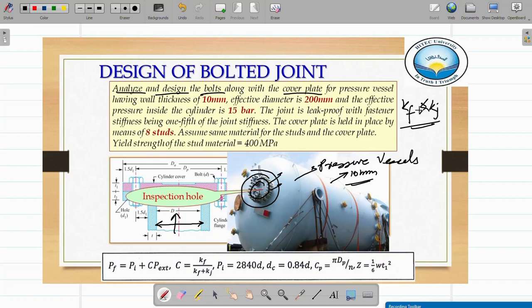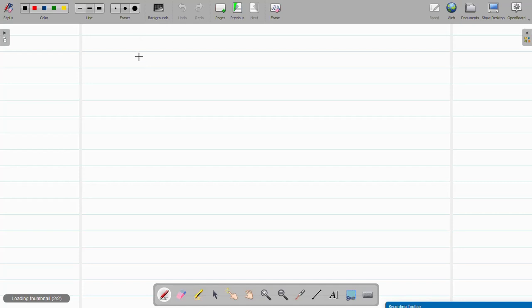The cover plate is held by means of 8 studs. So 8 studs are used. Assume the same material for bolts and the cover plate. The yield strength of the stud material is 400 megapascal. There is no mention of the factor of safety in this problem, so you can use whatever factor of safety you want. It is again up to you. All the formulas will be given, so don't memorize those formulas. The idea is to just understand the relations. So let's start with the solution.